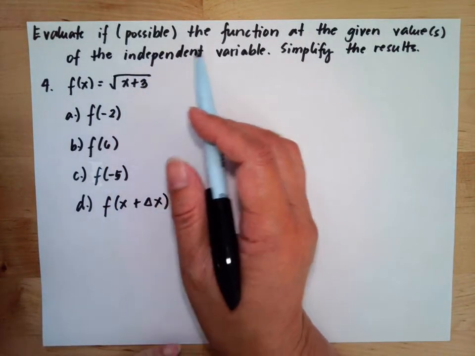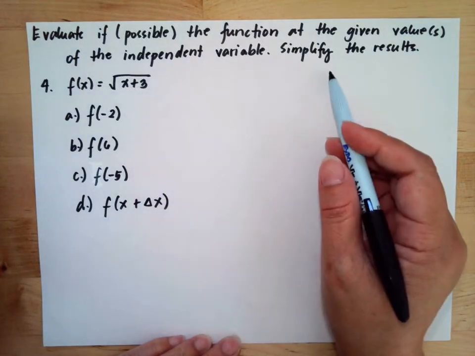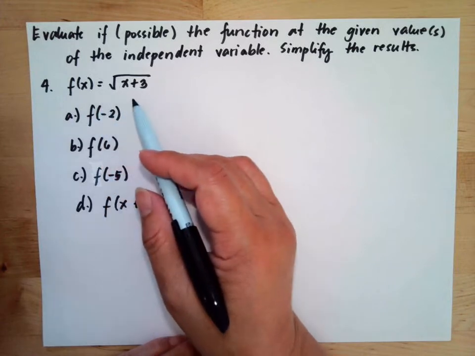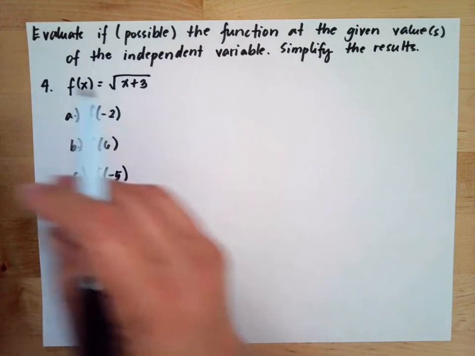Evaluate, if possible, the function at the given values of the independent variables. Simplify the results. For number 4, we have f of x is equal to the square root of x plus 3. Now, we will substitute negative 2 for x.